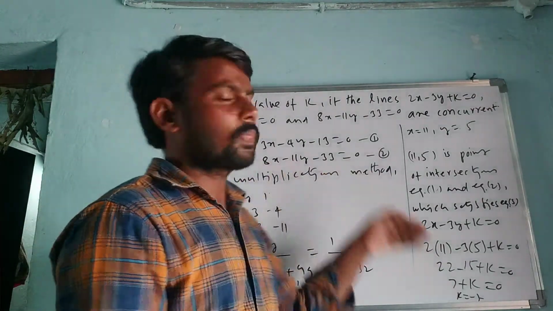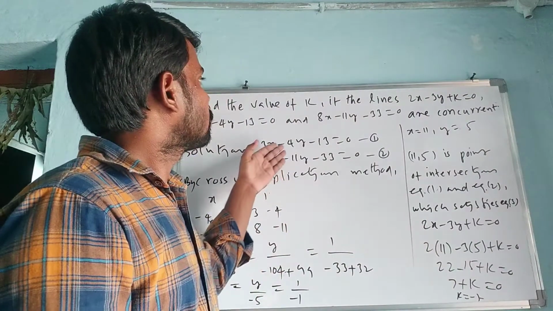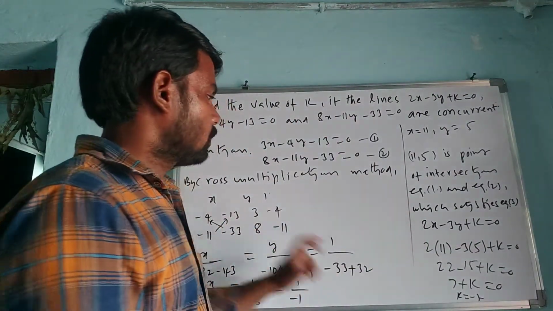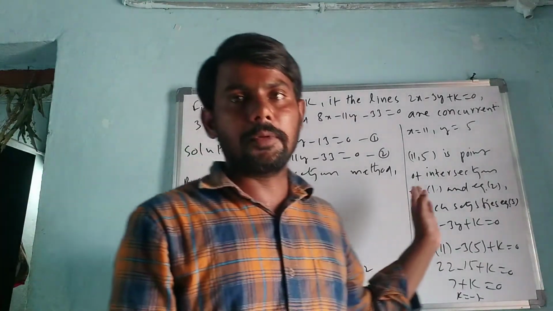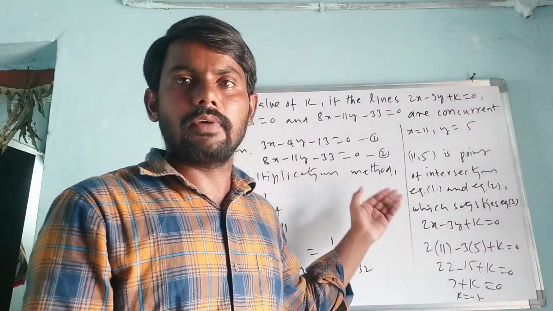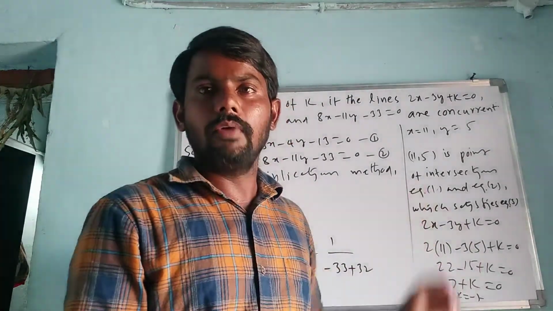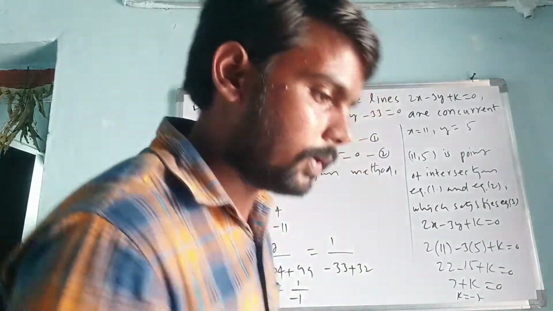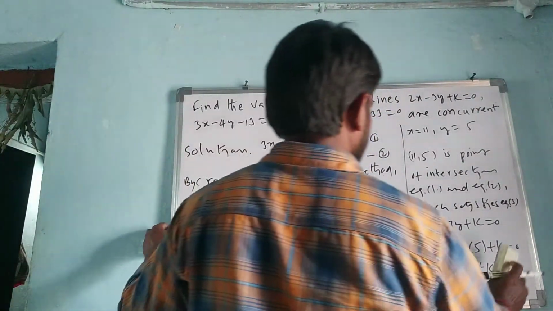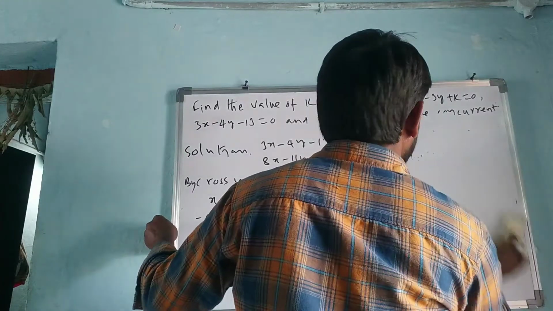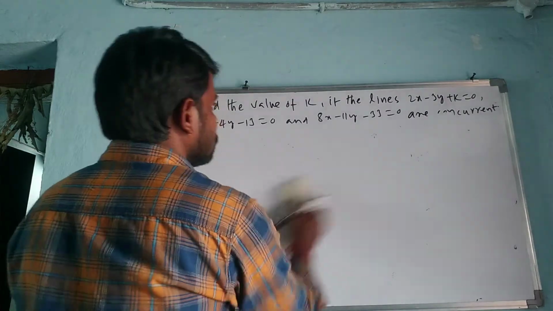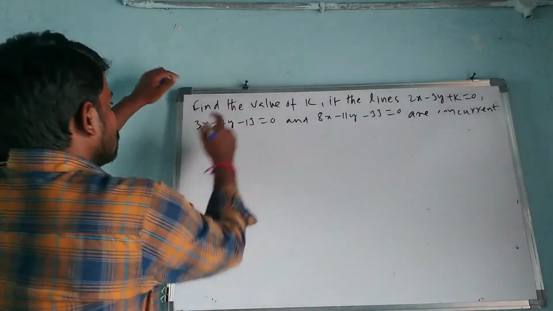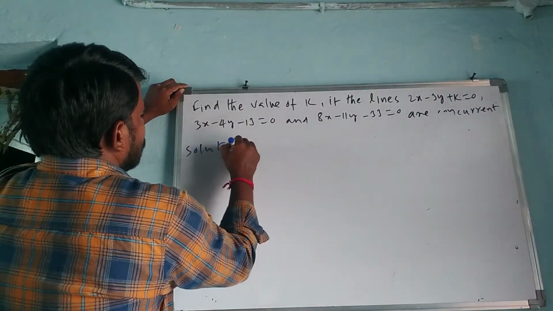So when the question is given like this, you have to find out the value of k like this. And also we have a shortcut method. By using the shortcut method, we can easily find the unknown value. So let us find out the unknown value by using the shortcut method.